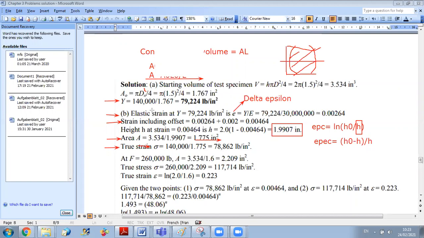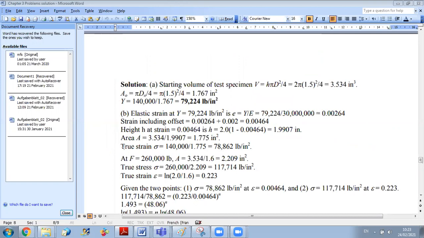Okay. Now, until now, we have found all information for the yield point. And for the yield point, we have the true stress and we have the information about the true strain. The true strain is very close to the engineering strain because, as you can see here, the height h is very close to h0. This is why they used here the same value for epsilon. Epsilon true is nearly equal to engineering strain.